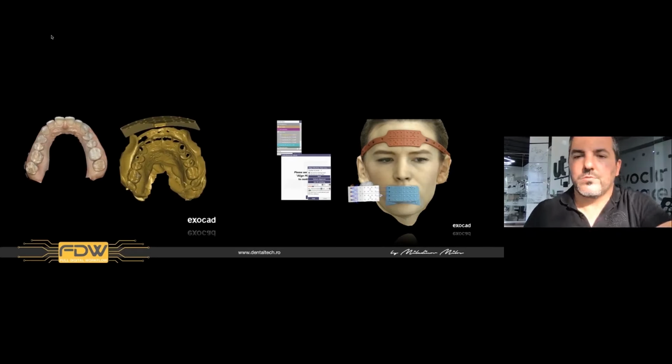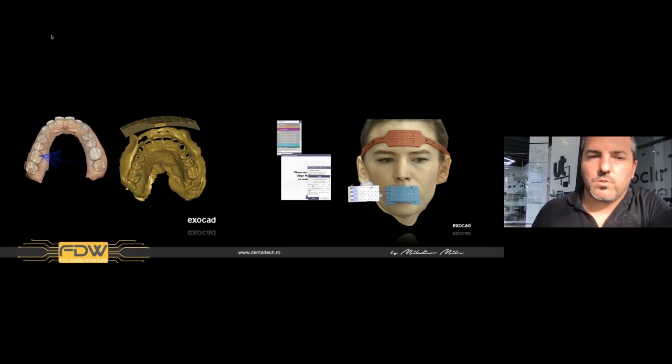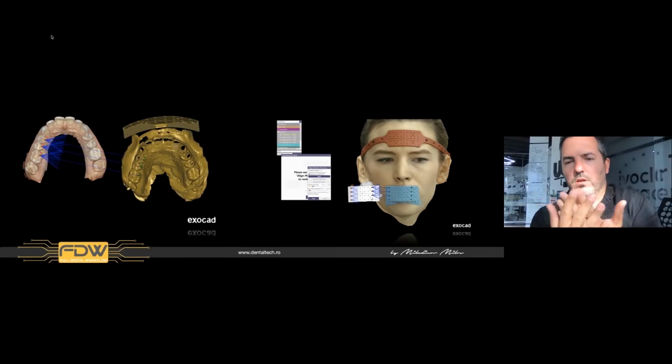Take a look on the right screen. Don't look on the left one anymore. And we'll wait a few seconds. Usually we choose between 8 and 12 points. In this way, we are sure that it's going to be a very good match.